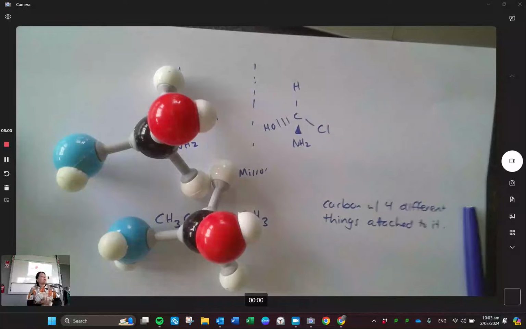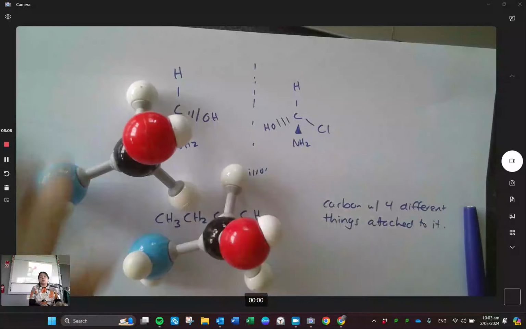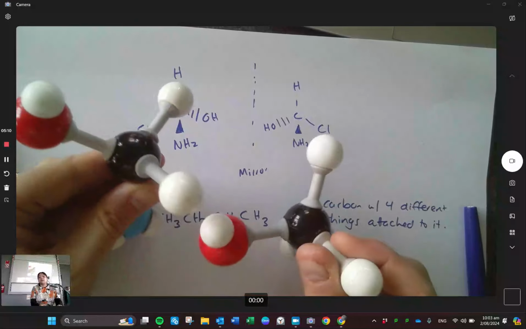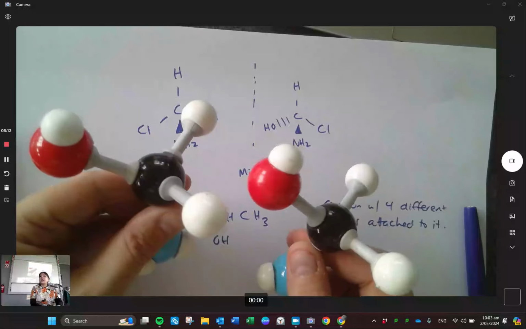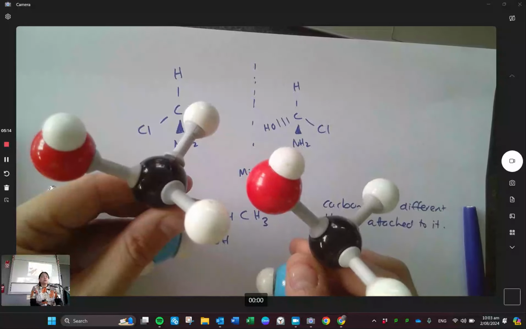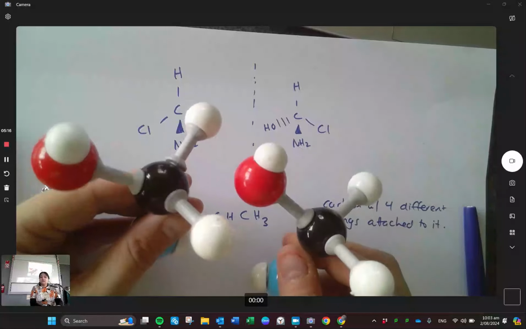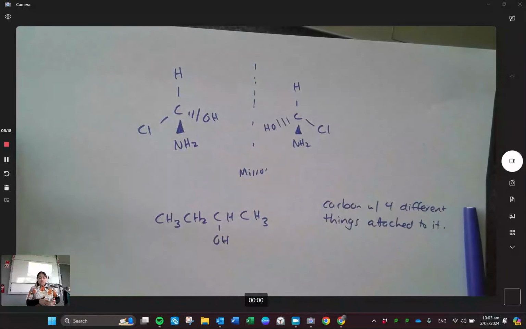So it needs to have 4 different things attached to it. If it doesn't have 4 different things attached to it, then I can move the molecule around so that I have the exact same thing, which we know we couldn't do before when I had the chlorine. All right? So that's the first thing.